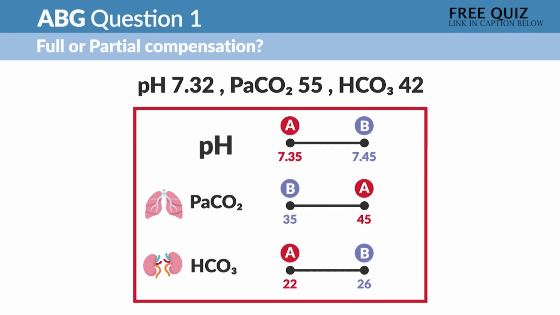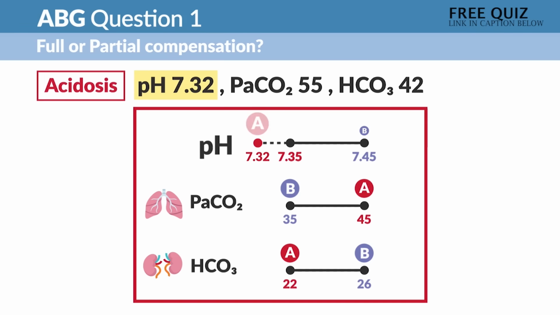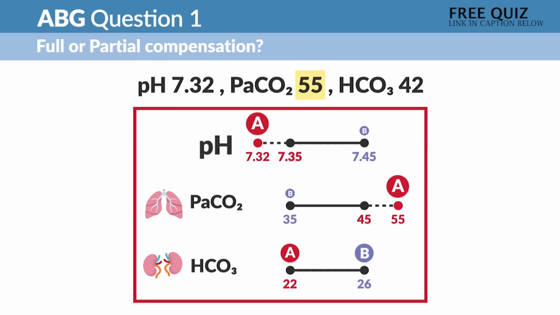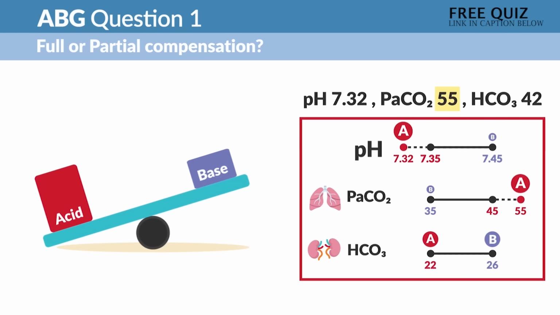Step number 1, the pH is acid, 7.32. Step 2, we're going to find the match like normal, and we find that CO2 is a little bit high and in the acid range. So we know the respiratory icon, it's respiratory acidosis. So the body is in an acidotic state.